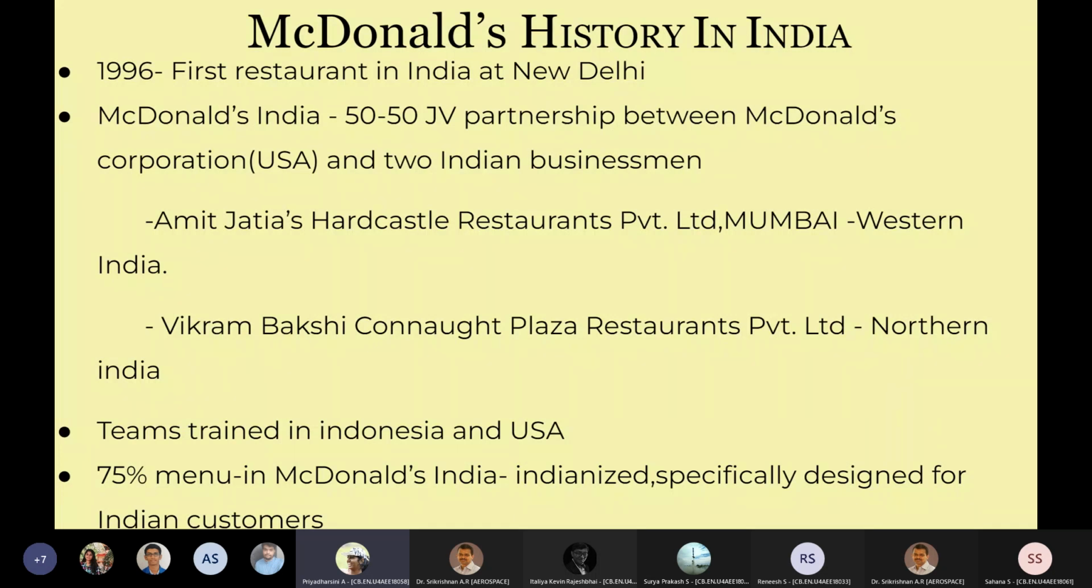In 1995, these two businessmen agreed to the deal, with a complete commitment to quality, service, cleanliness, and value, stated as QSCV, which is the main goal of McDonald's. And as I said, they were trained in Indonesia and USA. Approximately 75% of the menu available at McD in India is Indianized and specially designed for Indian customers.